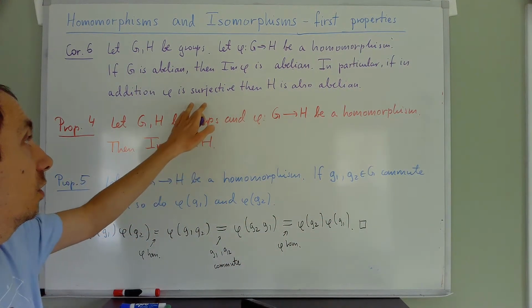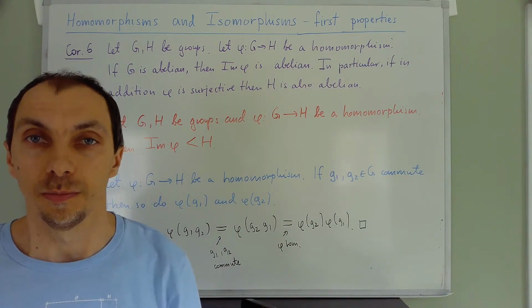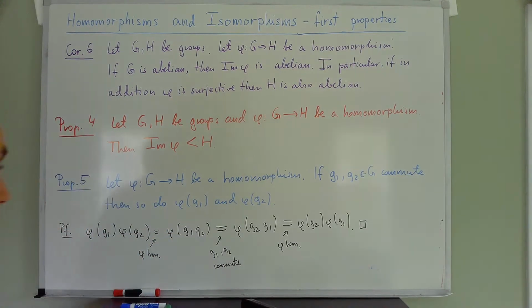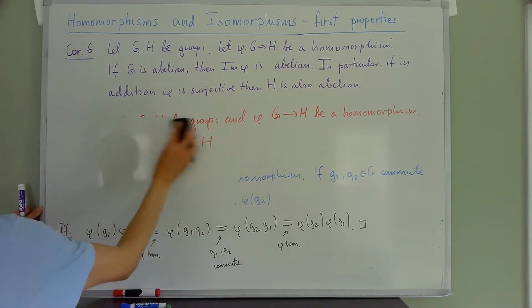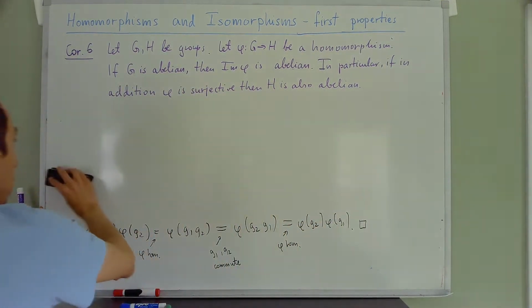Why? Because if phi is surjective, then the image of phi is equal to H. So, because the image of phi is abelian, H will be abelian. Okay, so we have talked about the image. Let's talk about something else. Sort of an analog of the image, but on the G side, namely the kernel.